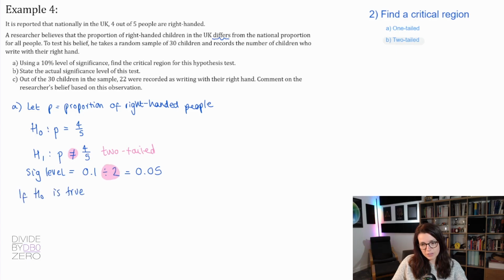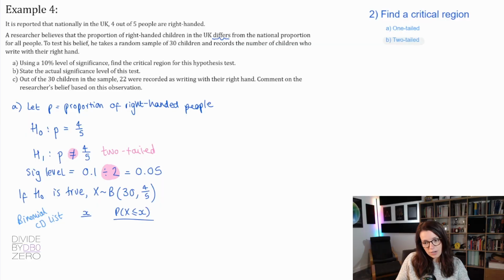Next, I would write: if H0 is true, then X is binomially distributed with parameters 30 and 4/5. And then I would use the binomial CD list function again. You'll get a table of X values and the corresponding probabilities. For the lower tail, it's similar to the previous example. You want to look for where the probabilities flip from being less than 0.05 to being over 0.05. In this case, when X is 19, the probability is 0.0256, and when X is 20, the probability goes up to 0.061. So again, we're looking for probabilities less than 0.05, and in this case, it's when X is 19.